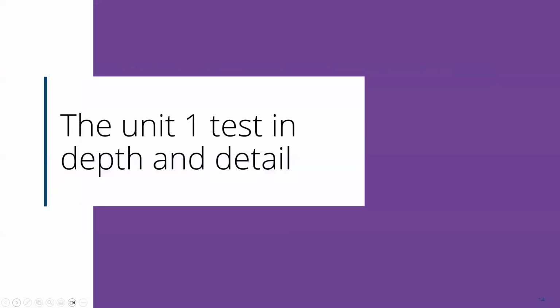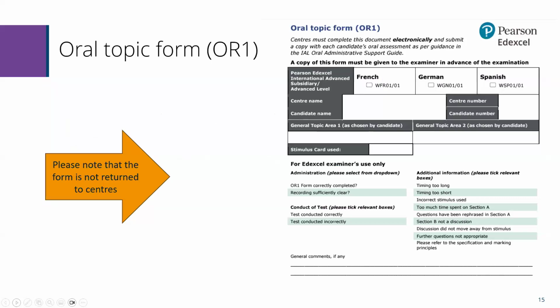Right, so let's have a look now in depth and detail at each of the units, and we're going to take you through some of the key information that you need to know. So first of all, we're going to mention the oral topic form. That's the OR1 form, and this form is uploaded. It's an electronic form, but it needs to be uploaded. It's not returned to centres. So just make sure that you are aware of that form and that that form is completed.